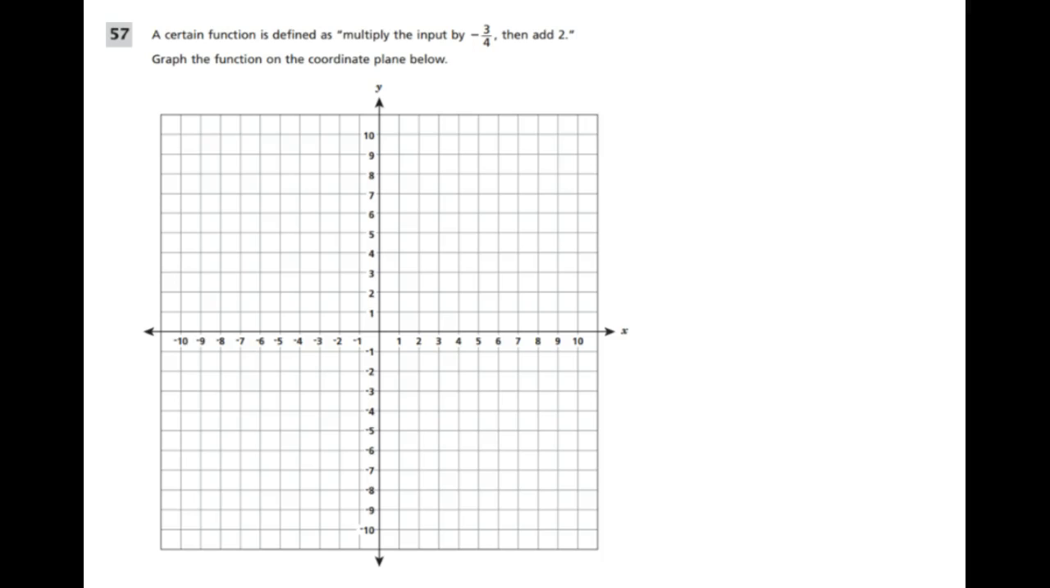Okay, well, when they use the word input, I think to myself, x values, because those are the things I can plug into an equation to get output, which is like the y value. So I'm going to just pick a couple values for x that I can test this out on. 0 is a good one. That's always fun because when I multiply it by -3/4, it's still 0. And then when I add 2, my output is 2.